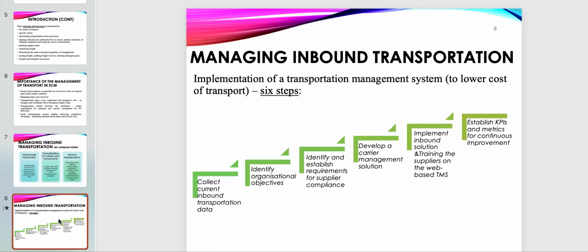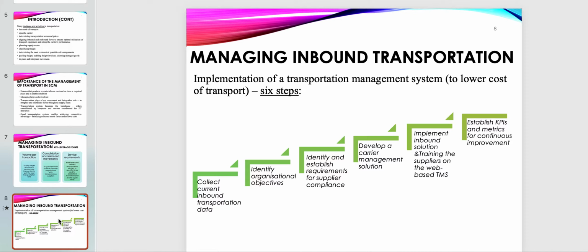These are basically the 6 steps involved in implementing the transportation management system. First of all is to collect current inbound transportation data. It's not just financial data, but also data that represents the current state of the supply chain network.